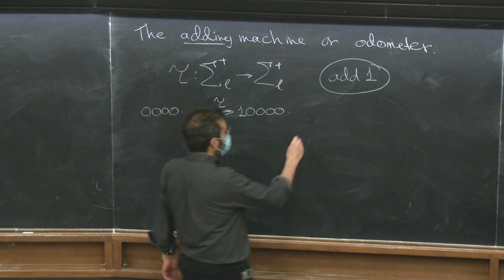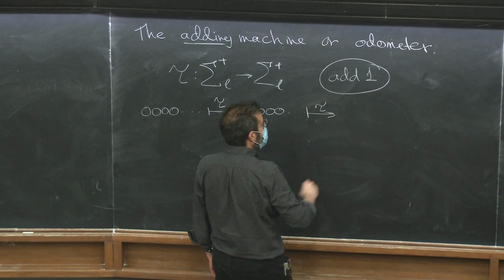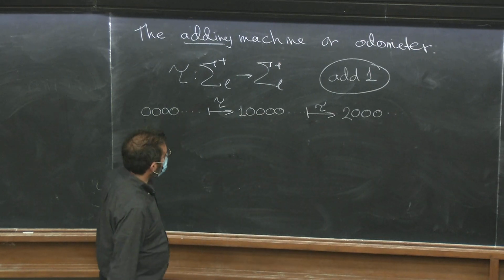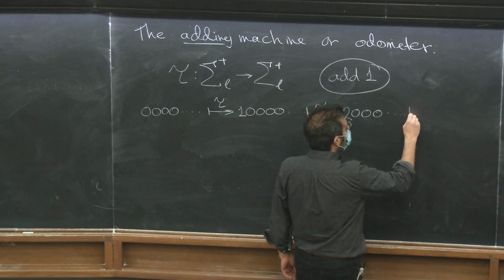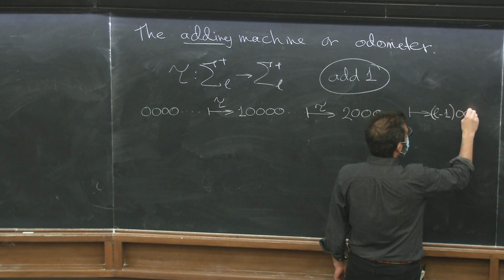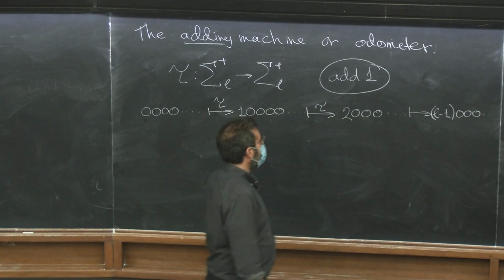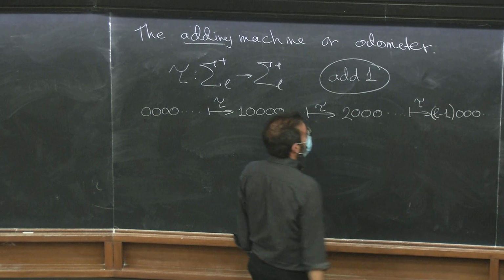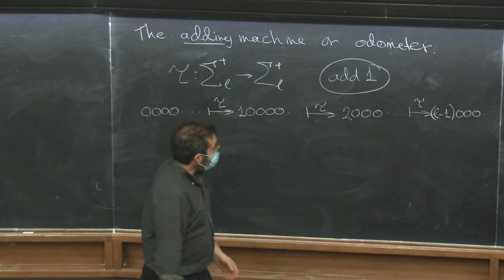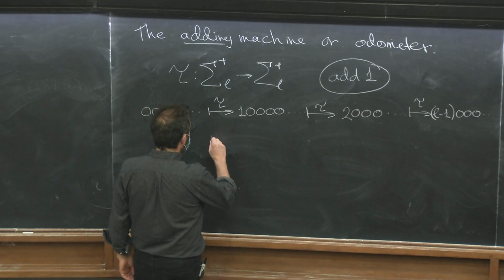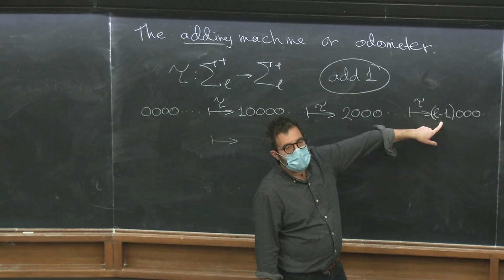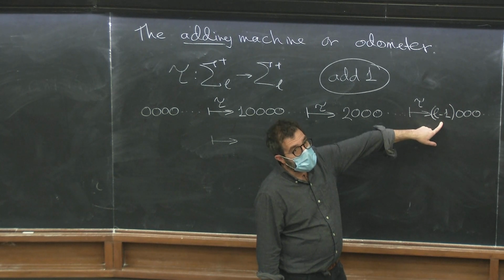And then I'm going to add 1 again. So I get 2, 0, 0, 0. Okay? And then I continue until I get to L minus 1, 0, 0, 0. I just add 1 each time, right? So from 0 to 1 to 2 up to L minus 1. And then what happens when I add 1 again? If I add 1 to L minus 1, what is the natural thing to do?